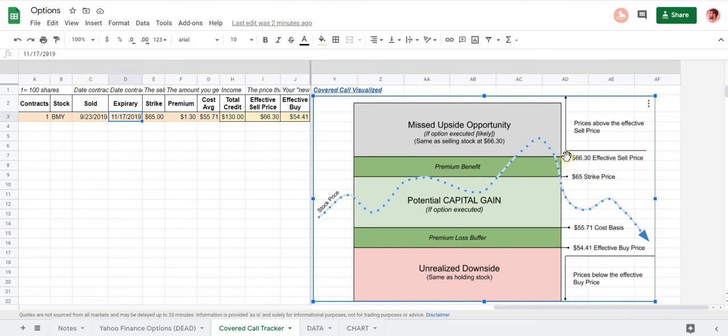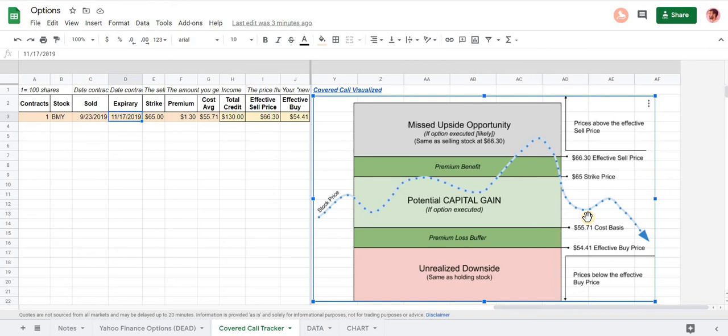So in November, if the price is below $66.30, you still come out ahead, because you have the benefit of the premium and the spread between 55 and 65. But if it's below that, you still keep the premium. However, if it goes below 55.71, because you get the premium, you have a buffer, and that's what your effective buy price is. It reduces your cost basis in a way. You're not buying more shares. You're adjusting the price based on the premium you've gotten.